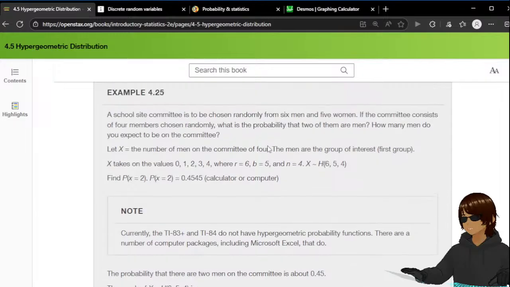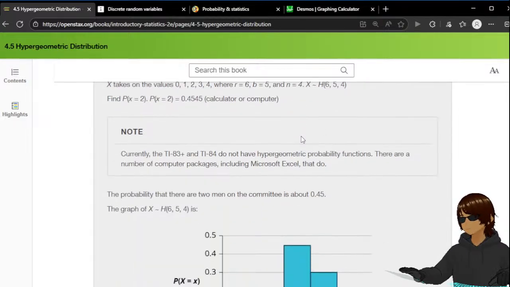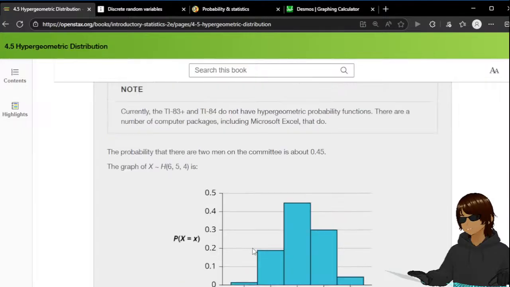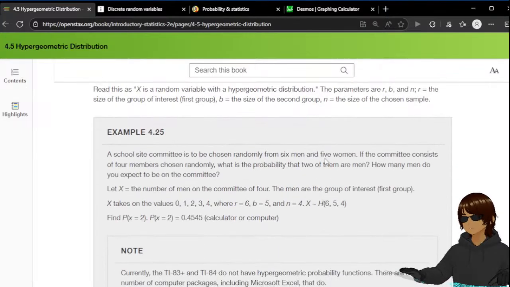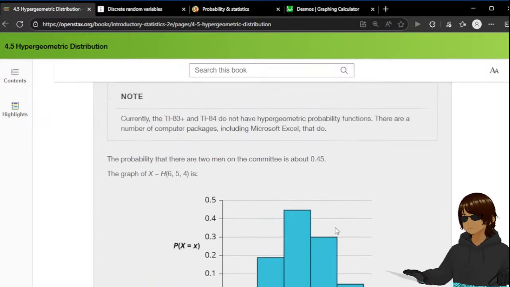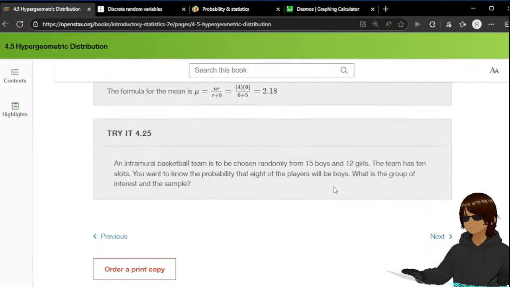Probability of men. What is the probability that 2 of them are men? How many men do you expect to be on the committee? What is this? A probability that 0 men, probability of 1. Why is 0 a little bit up? You can still choose 5 women, right? Oh, yeah, that makes sense. Probability of all 4 of them being men. Okay.